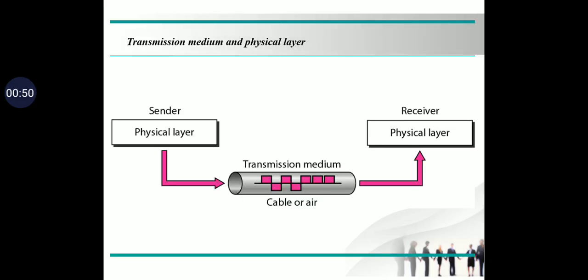In this slide, you can see that on the sender side we have a node which has the physical layer. Data comes from the physical layer, travels through the transmission medium, and reaches the physical layer of the receiver end. The transmission medium can be either cable, that is wired, or wireless. This is how data is transmitted between two nodes in networks.